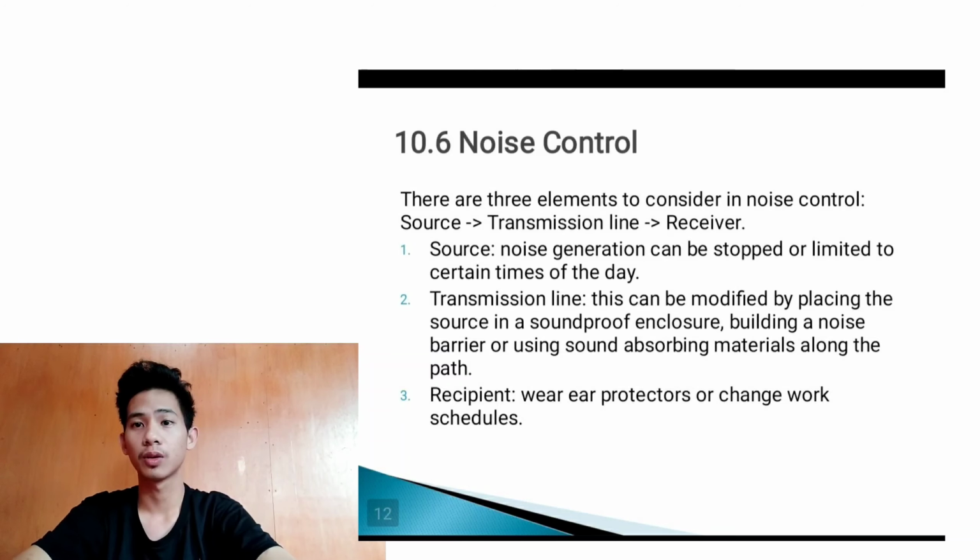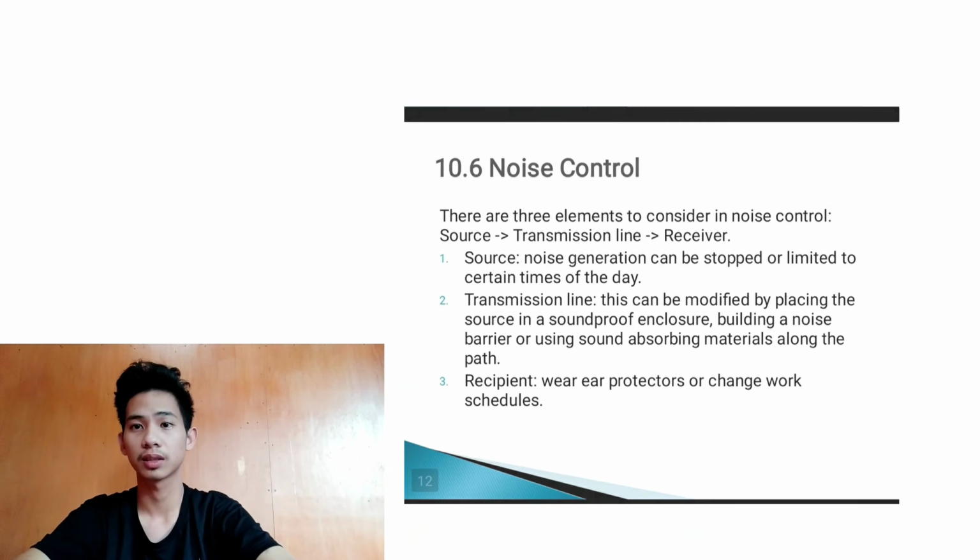The next material is noise control. There are 3 elements to consider in noise control: source, transmission line, receiver. The first, source: noise generation can be stopped or limited to certain times of the day. The second, transmission line: this can be modified by placing the source in a soundproof enclosure, building a noise barrier, or using sound-absorbing materials along the path. The third, receiver, where ear protectors or earplugs can be used.